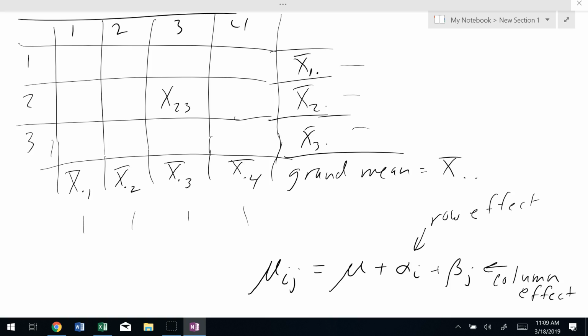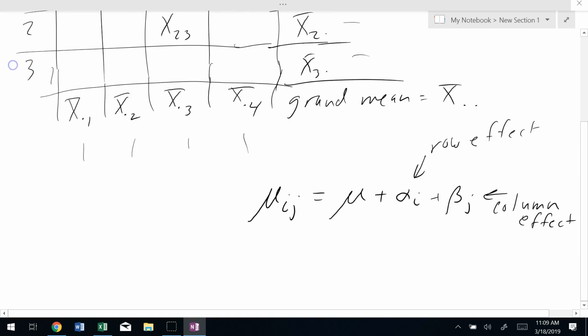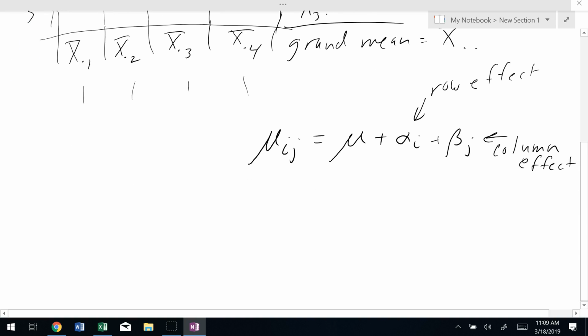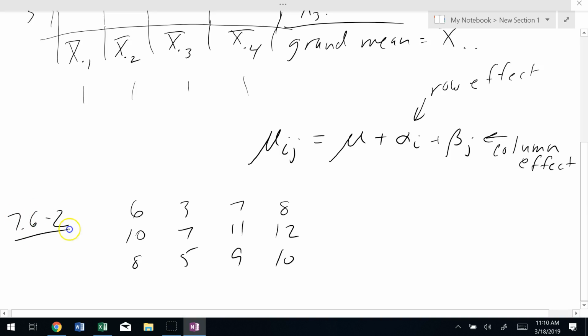To illustrate what we mean by these row and column effects, let's look at a specific example. Let's look at number 2 on page 397. This is 7.6-2. These are the entries in the cells. Notice that was why I did 3 and 4, because that was the first problem that I was going to talk about.